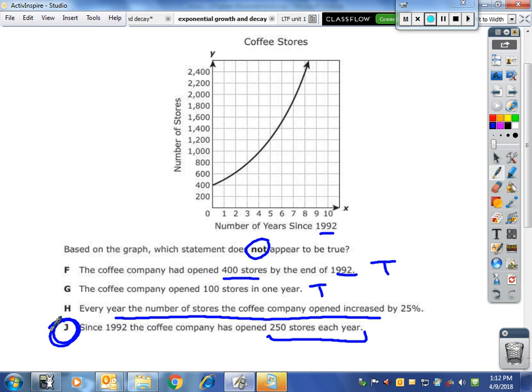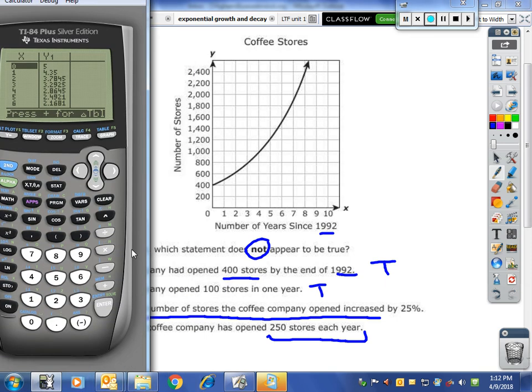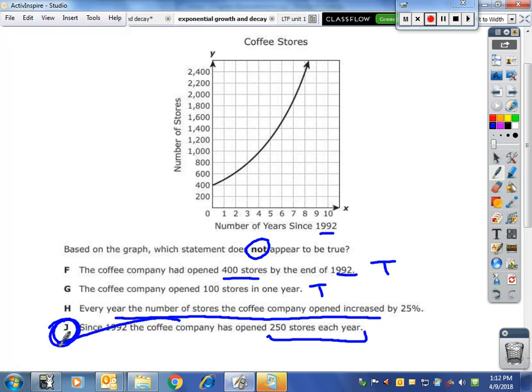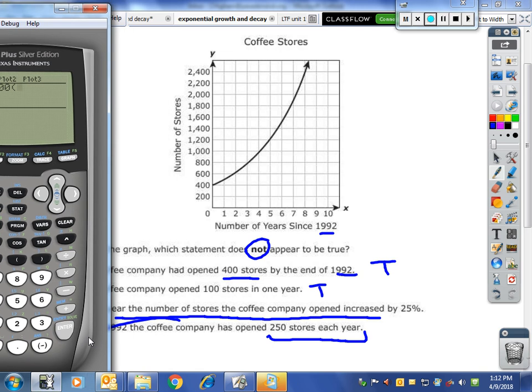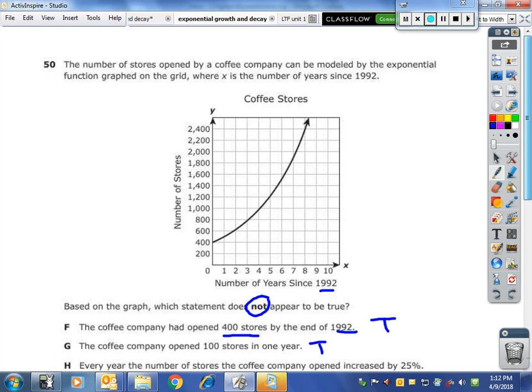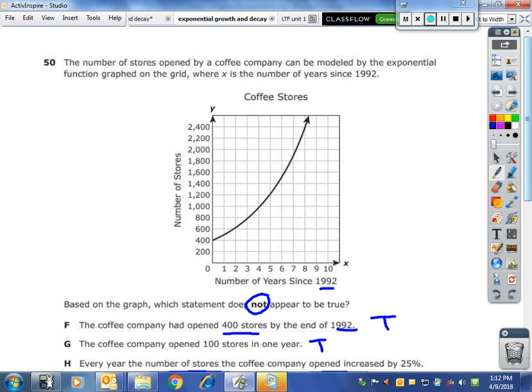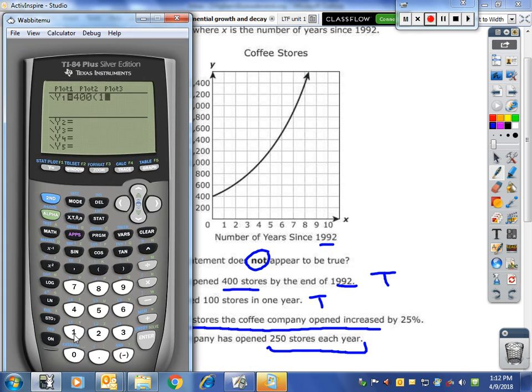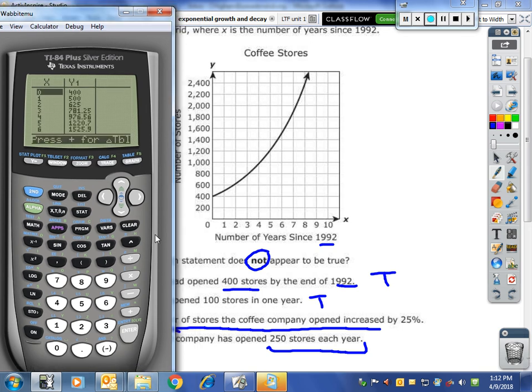H is true. And let's see if we can look at that to test it out. What's the initial amount? 400. What decimal would I use? Well, we've got to add 1 to that. 1.25 raised to the x power. Then look at the graph, or look at the table of values.